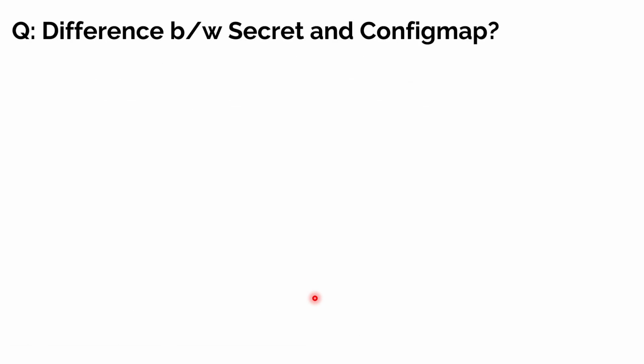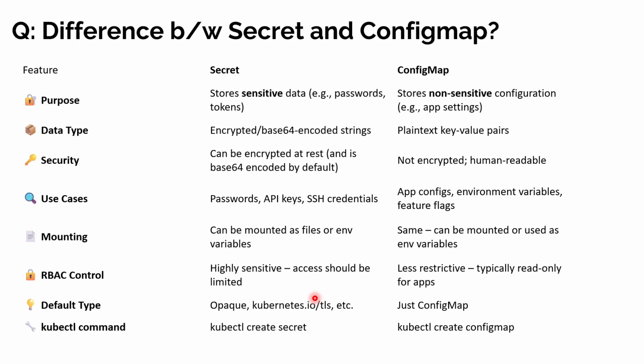What's the difference between Secret and ConfigMap? Very good. So Secret stores sensitive data. It doesn't store non-sensitive data. Encrypted versus non-encrypted: base64 is not encrypted, it is human readable. Use cases for Secret are passwords, API keys, or such credentials. For ConfigMap, it is app configs, environment variables, and feature flags. This is very, very important. Difference in mounting: it can be done with environment variables. RBAC control: highly sensitive versus less sensitive. Default type: there are three types of Secrets: Opaque, kubernetes.io, TLS, etc. Just ConfigMap. Kubectl commands: kubectl create secret, kubectl create configmap.